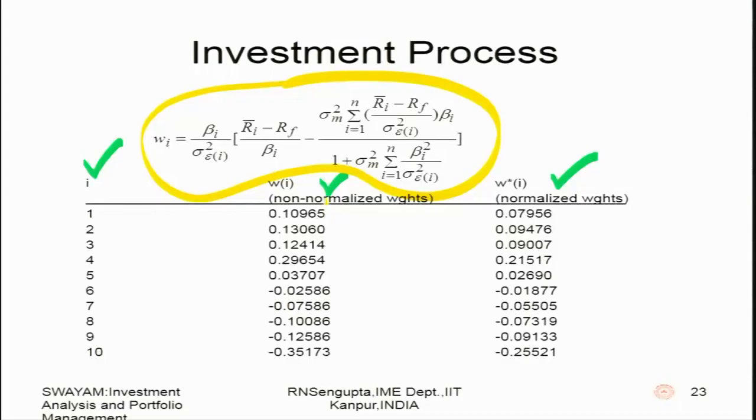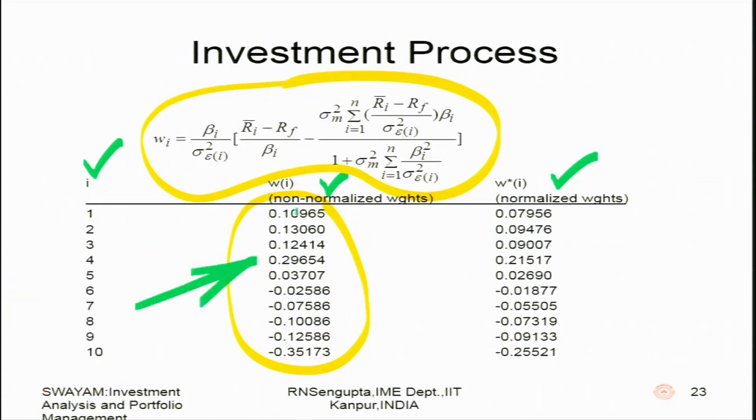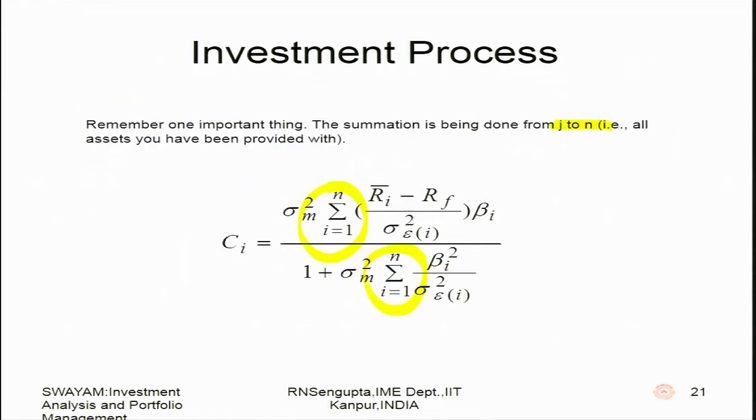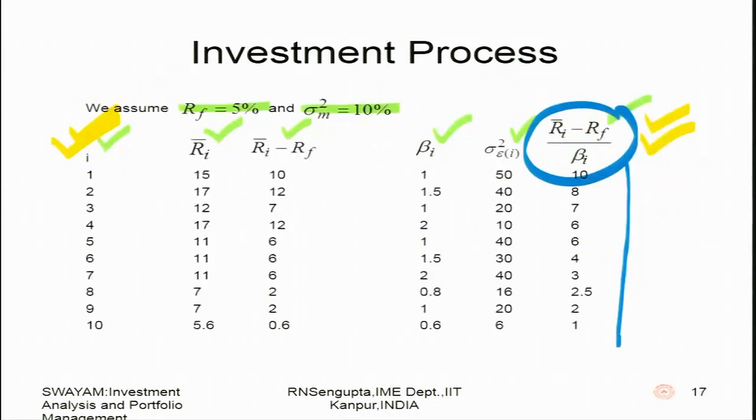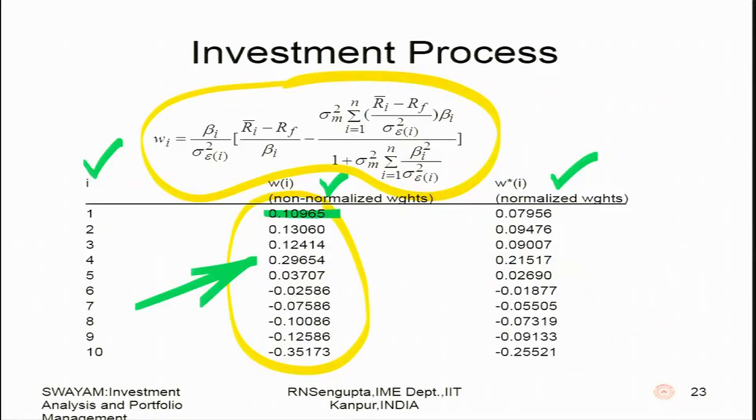So, once you consider these values, here is what I want to highlight. These values are 0.106, I will just read the first three decimals, then 130, 124, 296, and so on and so forth. So let us consider 106, 130. Let me go back. So this is 109, 130, 124, and so on and so forth.